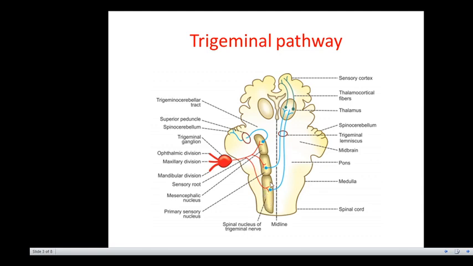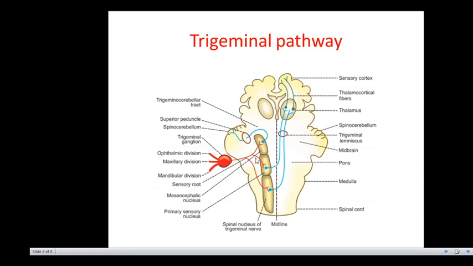Okay, so please try to remember, it is almost just above the spinal cord. If you look at this, at the level of the medulla, and this is at the level of the pons. So this is almost near the midbrain area. All the nuclei are situated here.